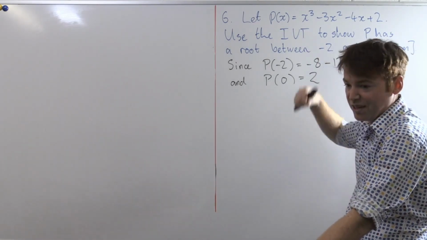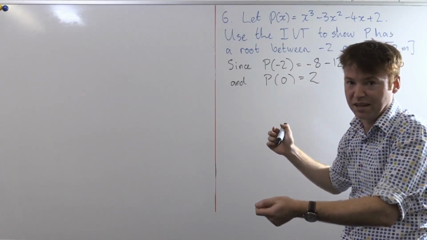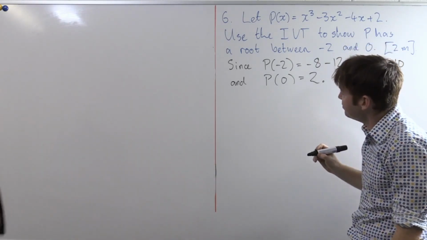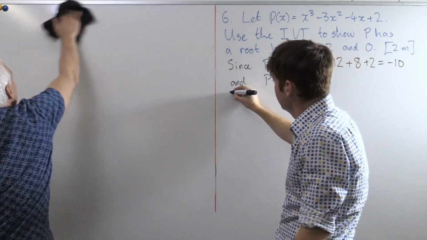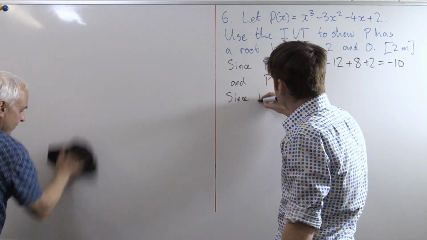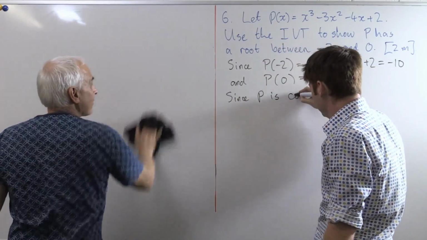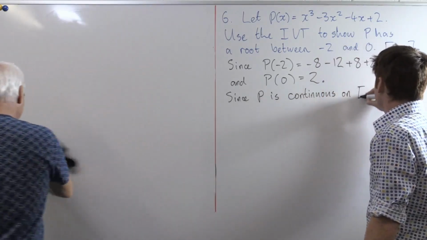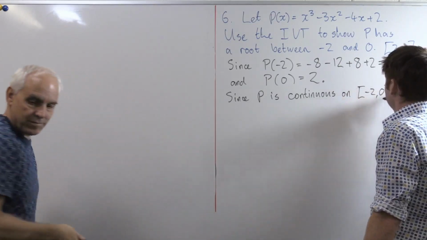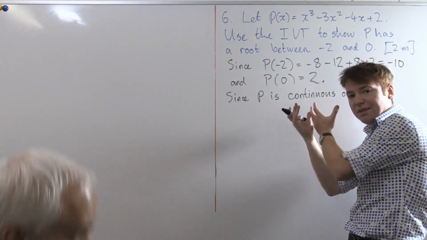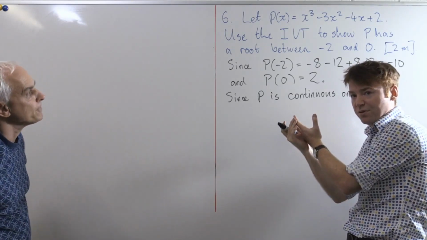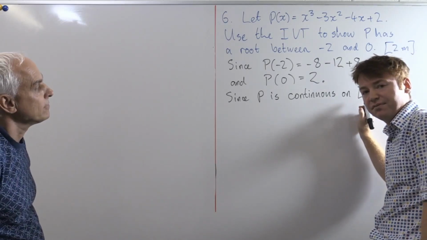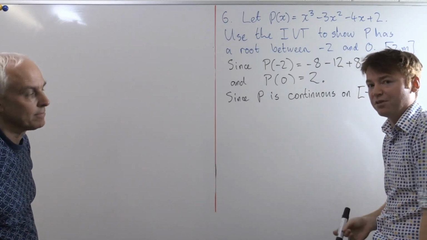It's negative on one side, it's positive on the other side. It must have crossed the x-axis somewhere, but that's not what we'd write. We'd write it a bit more formally than that. So, since p is continuous on the interval, closed interval -2 to 0, right? This is what the intermediate value theorem requires in order for you to conclude something. You have to have a continuous function on some interval. This is the input to the intermediate value theorem.